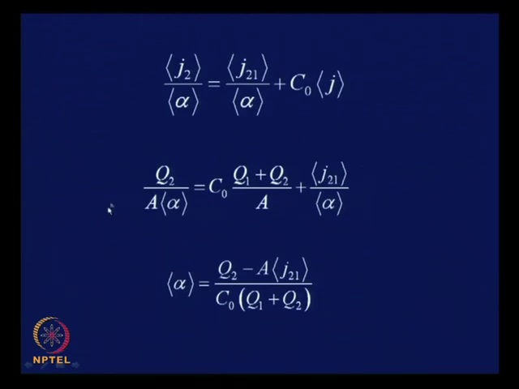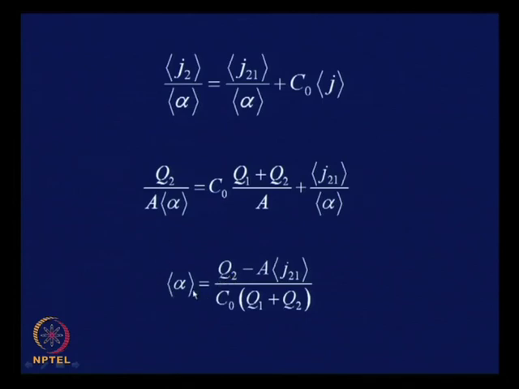This is the basic definition of C0, and using this definition we come across this equation based on input parameters, from where alpha can be obtained by using this expression. Here we find that if J21 is small and C0 is close to unity, for fully developed flow when the velocity and concentration profiles are flat, and when J21 is much less compared to Q2 by A, then alpha reduces to the homogeneous flow value.